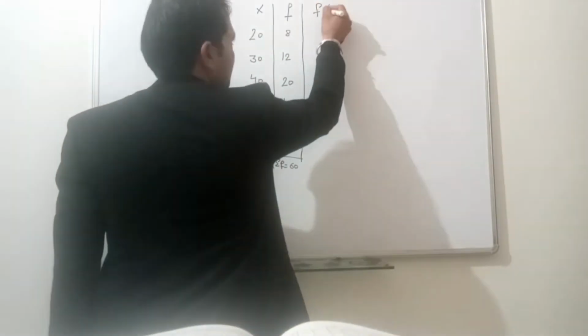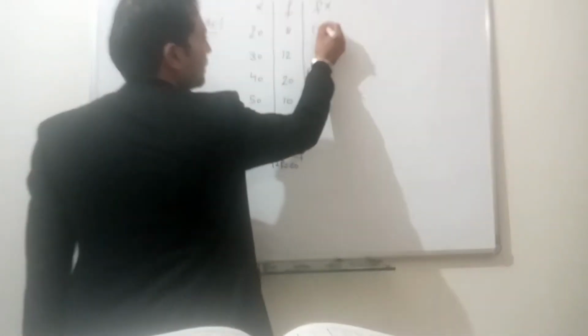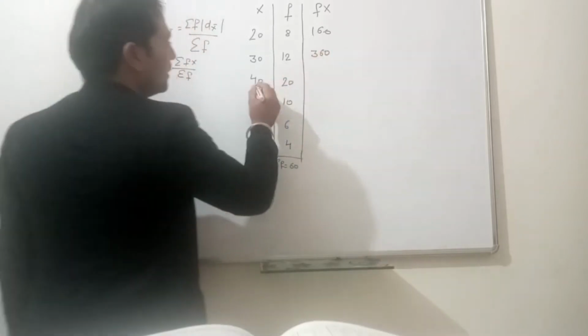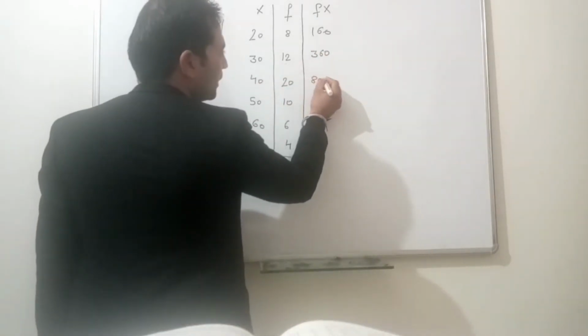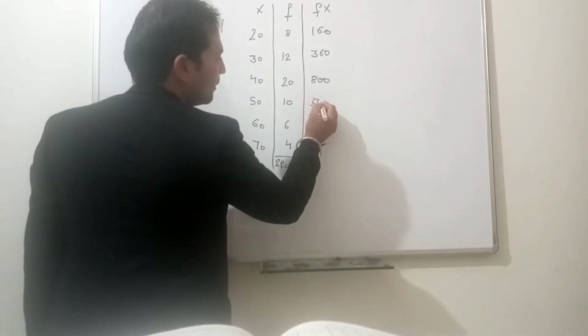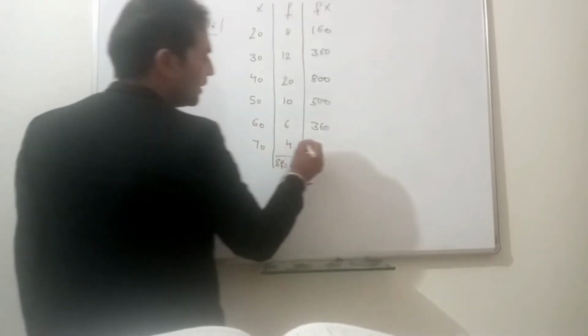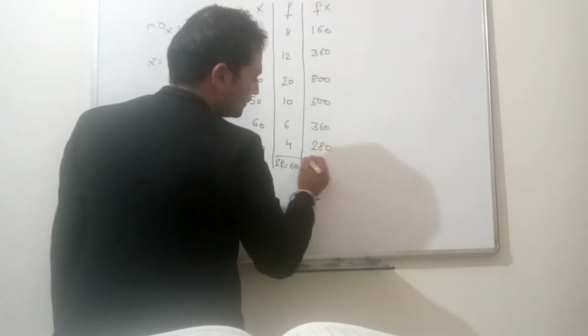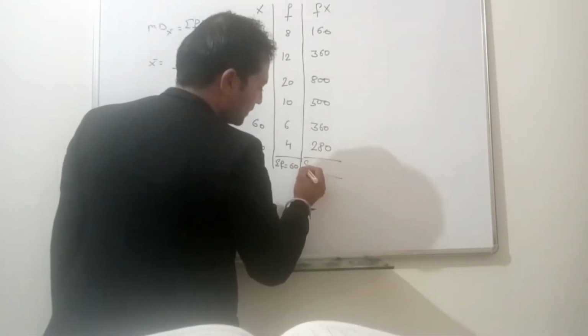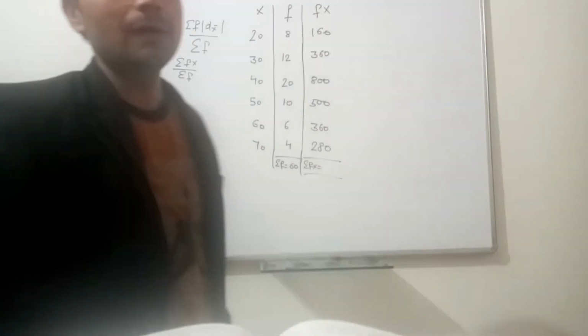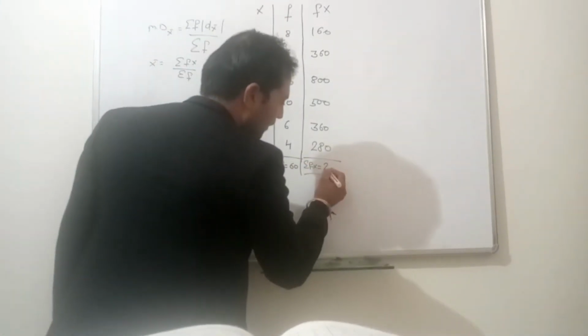Now we calculate fx. 20 into 8, 160; 30 into 12, 360; 40 into 20, 800; 50 into 10, 500; 60 into 6, 360; 70 into 4, 280. Summation fx means the total of fx. When we total fx, the value is 2460.